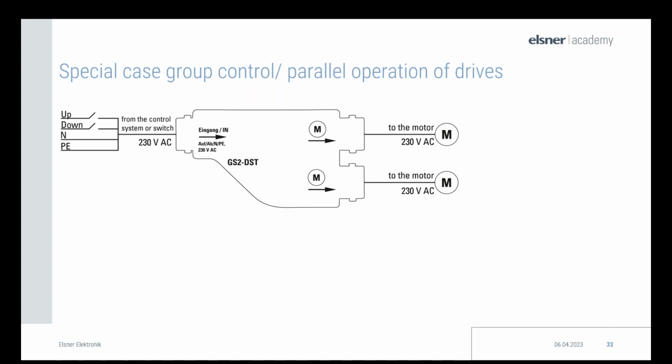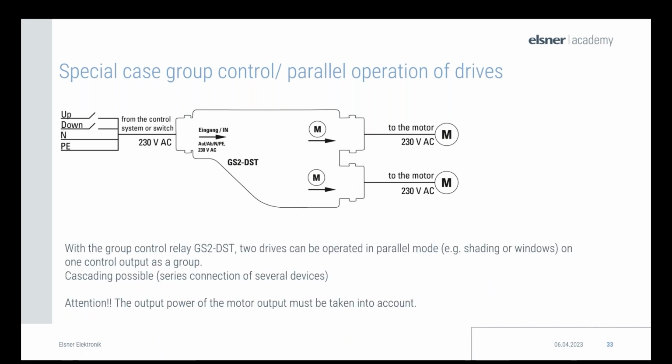This is only necessary if drives are not suitable for parallel drive, but in the practical world, this is often the case. Here, there's also a warning and attention needs to be paid. The output power of the motor output must be taken into account. So you need to check the motor output before deciding if you can use this product in your building automation project or not.